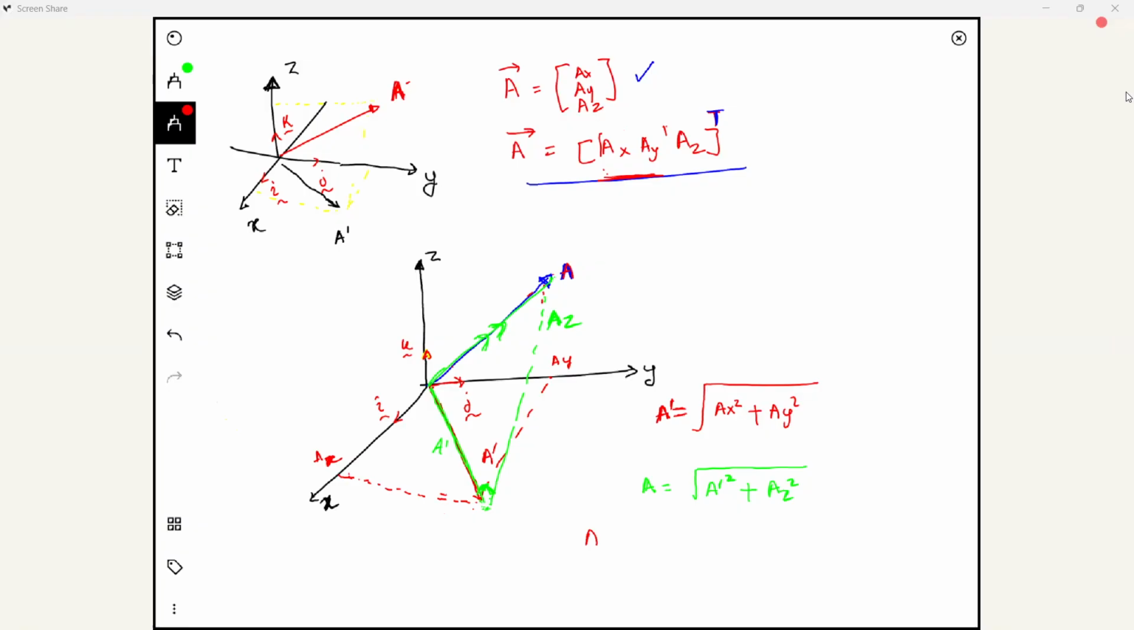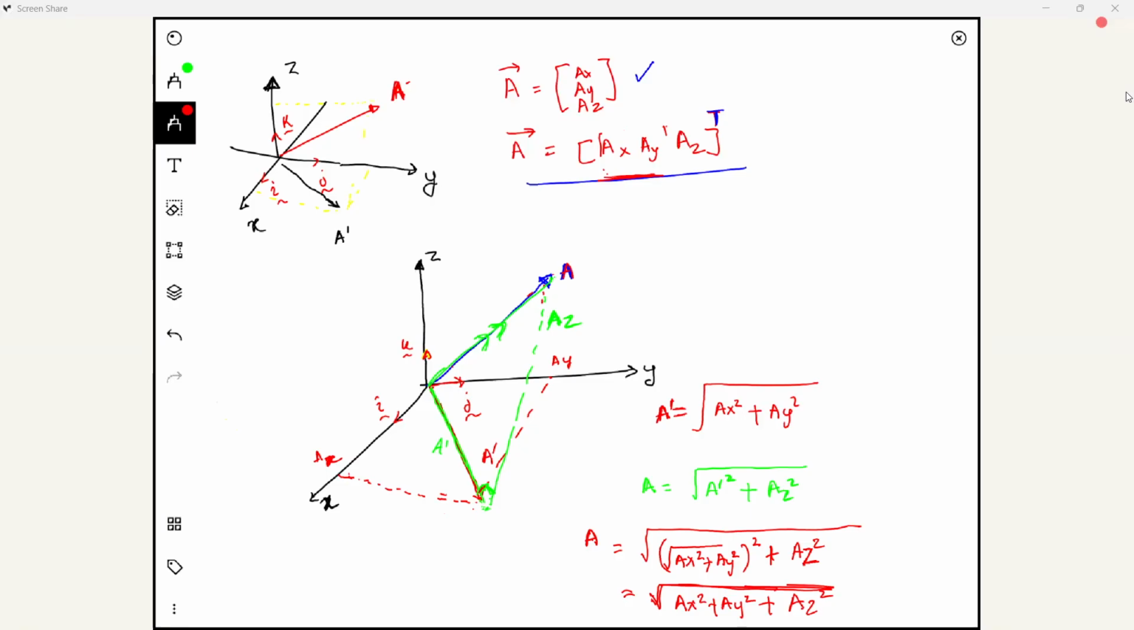So the final result for the modulus will be the square root of A dash squared, so it will be this one, ax squared plus ay squared, and the whole thing to the power 2, plus az squared. So when we open up the brackets, this will be the square root of ax squared plus ay squared plus az squared. That's how we get the magnitude of a 3D vector, right?